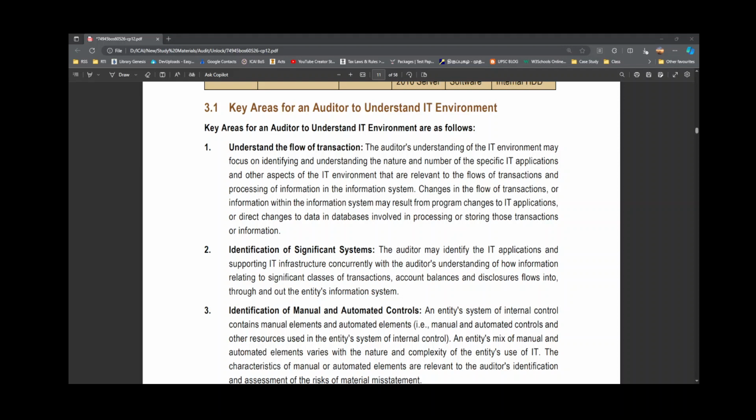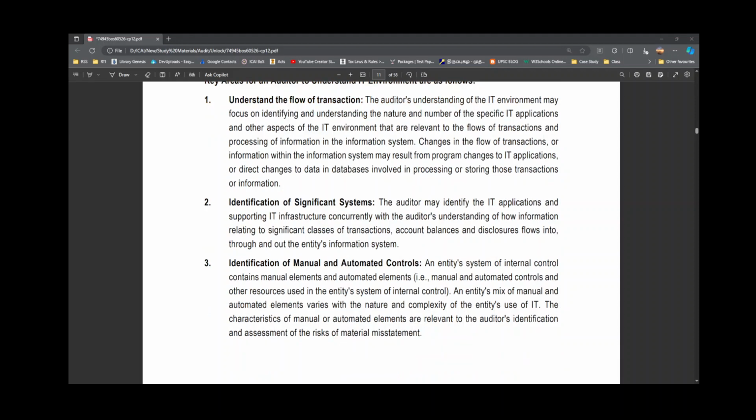Specific IT applications are the aspect of the IT environment that is relevant to the flow of transactions and the processing of information in the information system. So when a report is generated, which person is responsible, which software is responsible, and who is responsible for creating the software? Changes in the flow of transactions or information within the information system may result from program changes to IT applications or direct changes to data in the database involving processing and storing transaction information. So how does it happen?